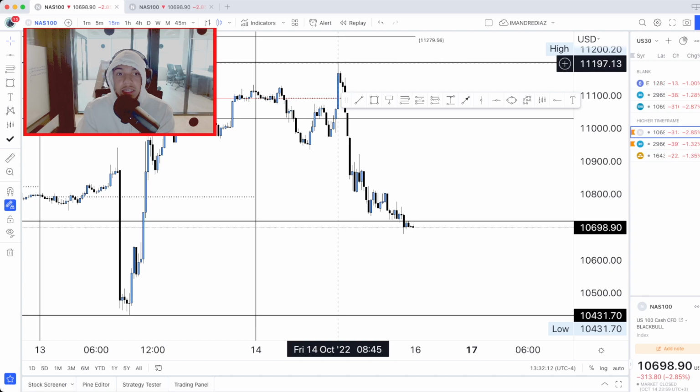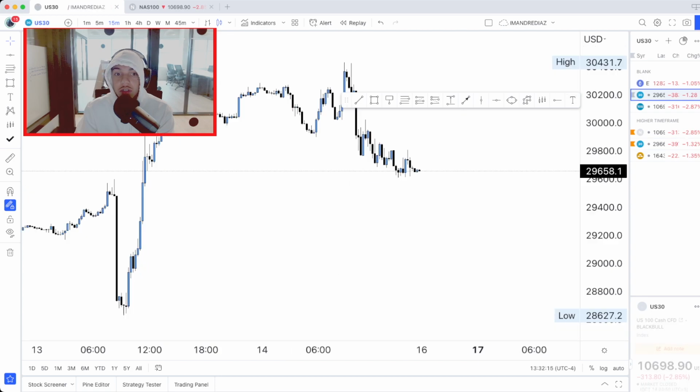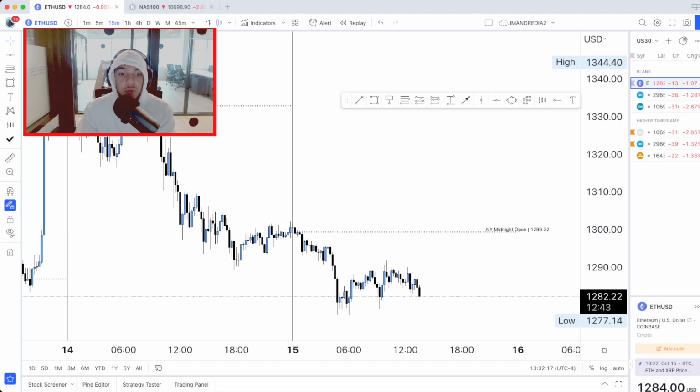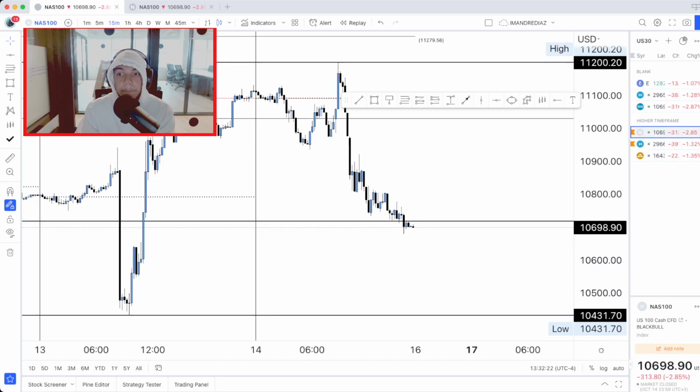You can see that price did tap into 11,200, just on a different chart. So that's why sometimes your broker chart is just going to be a little bit different. Which one was I doing the markups on?